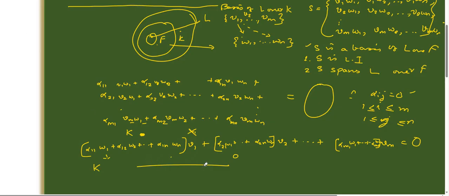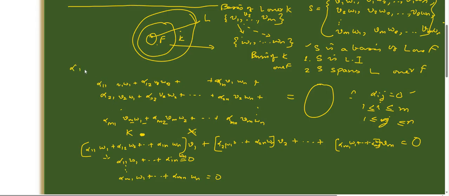So what you have is alpha 1 1 W1 plus, and so on, alpha 1n Wn equals 0, and in the same way the last one, alpha m1 W1 plus, and so on, alpha mn Wn equals 0. Now W1, etc., Wn form a basis of K over F.